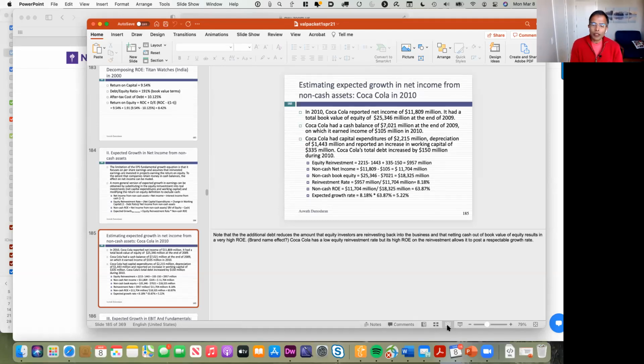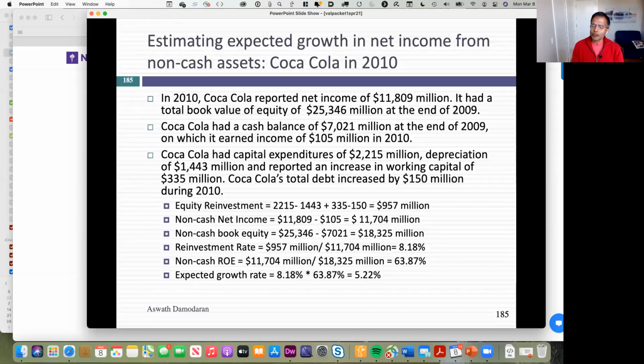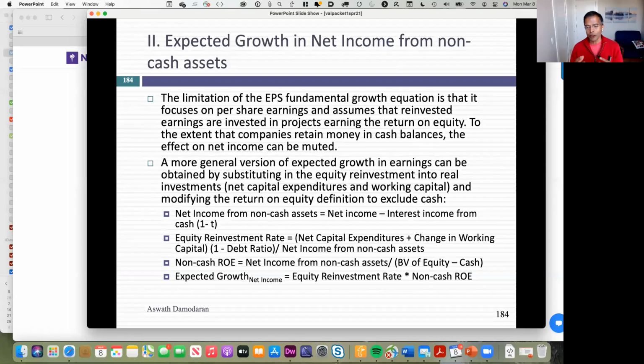So I left you with growth in earnings per share, retention ratio times return on equity. And then I said, if you know those two numbers, we can estimate the growth. Today, I want to focus on growth in net income. You say, what's the big deal? Earnings per share, net income, they're both equity numbers.